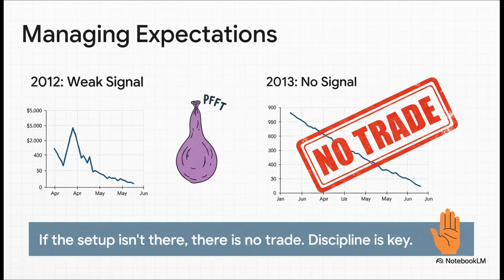But 2013 is the really important one here. In 2013, bonds were just getting hammered. They were in a massive downtrend. And guess what? No bullish SMT divergence ever showed up in that May-June window. And that's the key lesson here. If the setup isn't there, there is no trade. Your discipline to sit on your hands is just as important as your ability to pull the trigger.